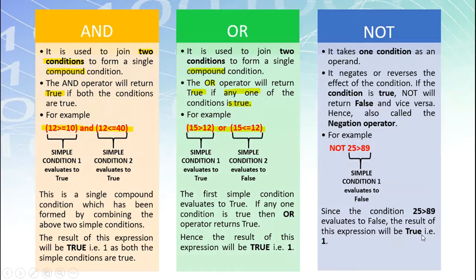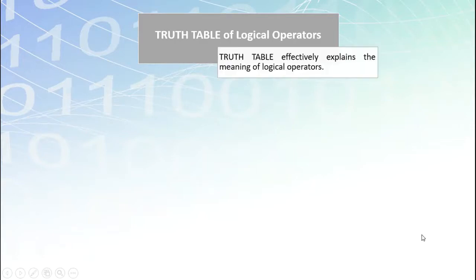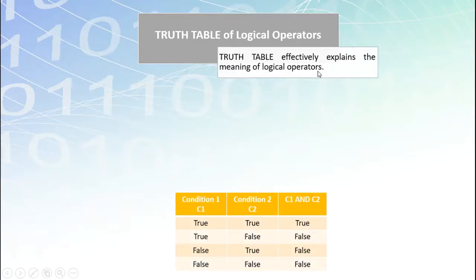Let's now see the truth table of these logical operators. What is a truth table? A truth table effectively explains the meaning of the logical operators. That means, with the help of the truth table, we can easily describe the meaning of the logical operators. Let's first see the truth table of the AND operator. Let's say there are two conditions, condition 1 and condition 2, represented by C1, C2. These two conditions are joined using the AND operator, C1 and C2.